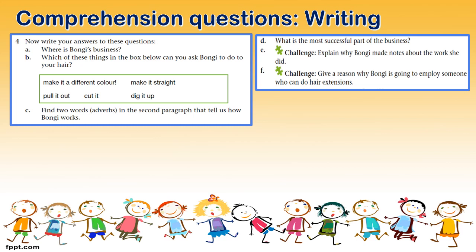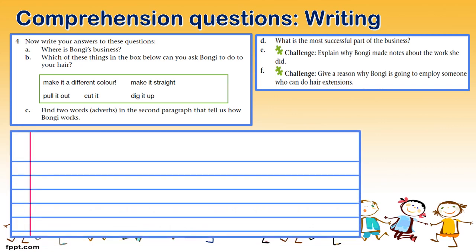C, find 2 words, adverbs in the second paragraph that tell us how Bongi works. Remember, that is how she does something. So you're going to find it in the second paragraph. D, what is the most successful part of her business? Full sentence. E, this is a little challenge. Explain why Bongi made notes about the work she did. And F, give a reason why Bongi is going to employ someone who can do hair extensions.